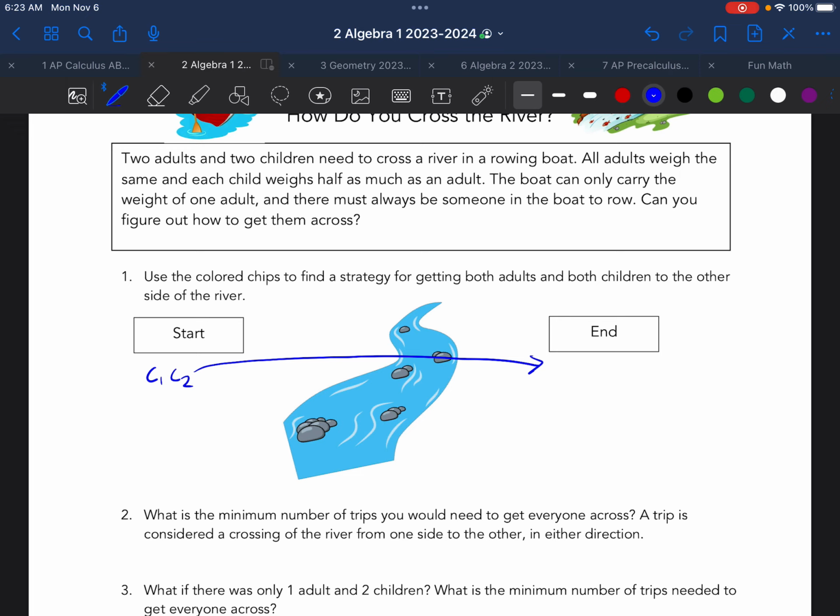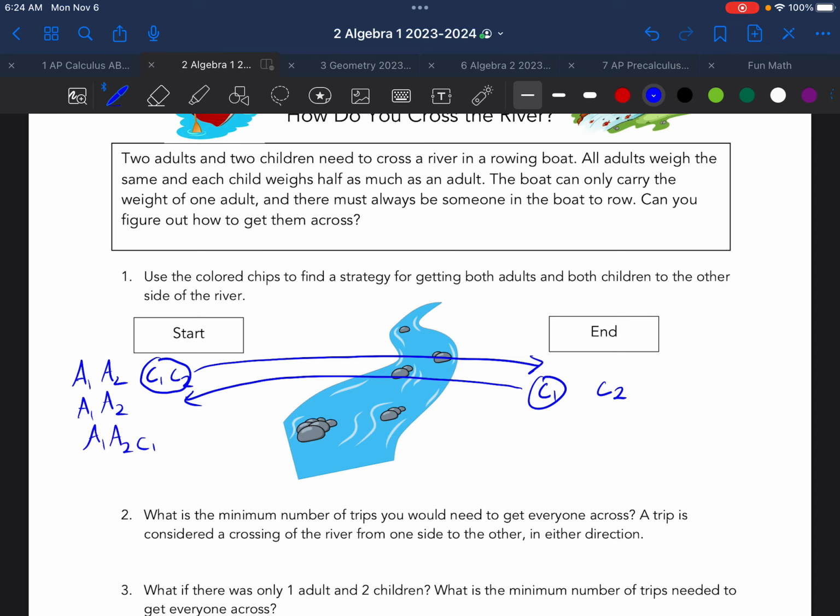Then they can send someone back, right? They can send child 1 back. So maybe child 1 can come back and child 2 can stay over here. Now technically on this side, we have adult 1 and adult 2, but child 1 and child 2 went across. So at this step, child 1 is going to come back, and child 2 is on this side. Adult 1 and adult 2 are still on this side. So if child 1 comes back, then we have child 1, adult 1, and adult 2.